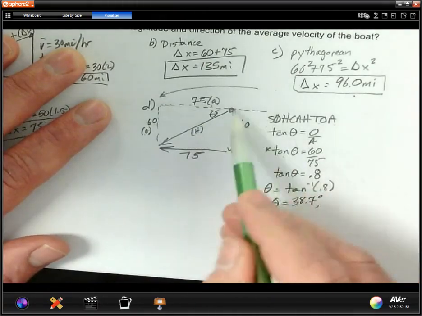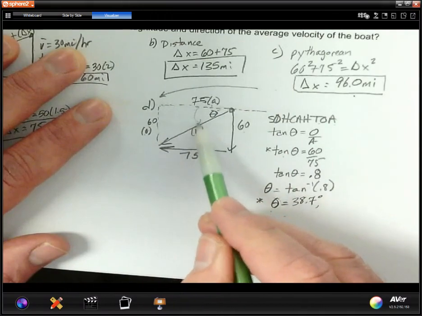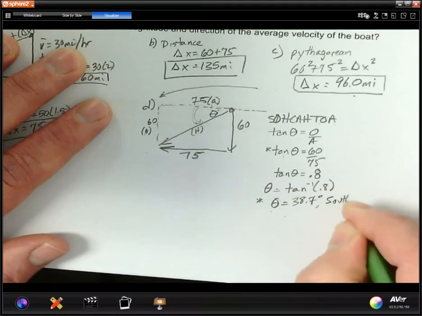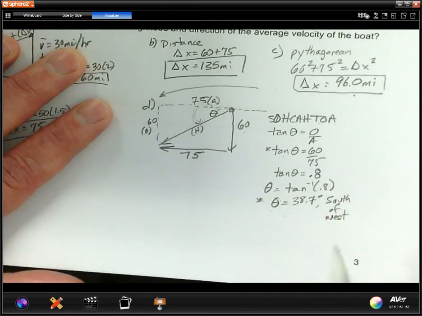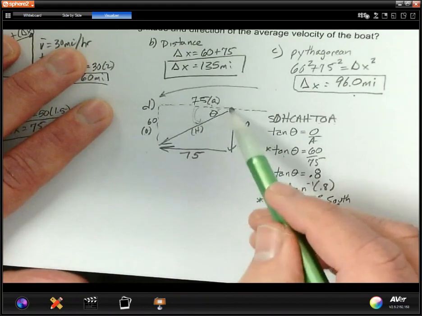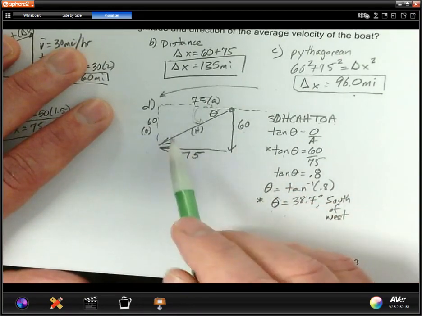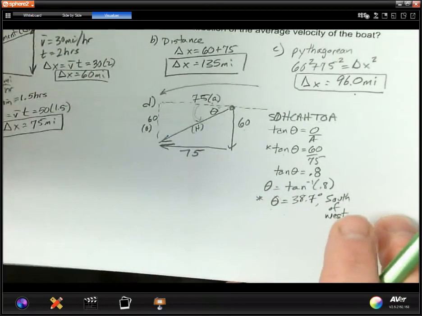And I have to describe it. So my reference line is west, and the boat swung south of it. So I'm going to say south of west. I can't say southwest because southwest means exactly halfway between south and west. And this one's more west than it is south. So I have to give an angle and write south of west.